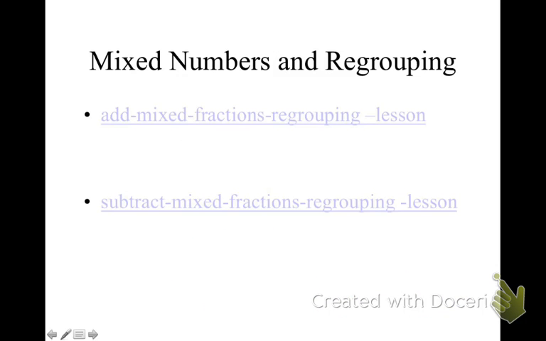Now we're going to watch a couple videos that'll show you how to use some mixed numbers and grouping in case your answers become very large.